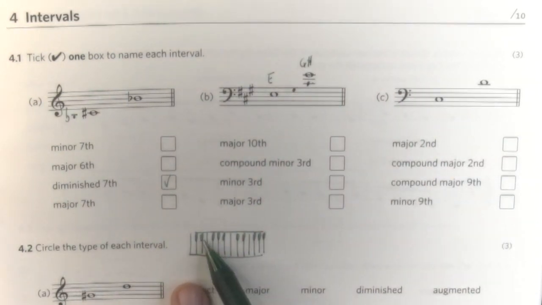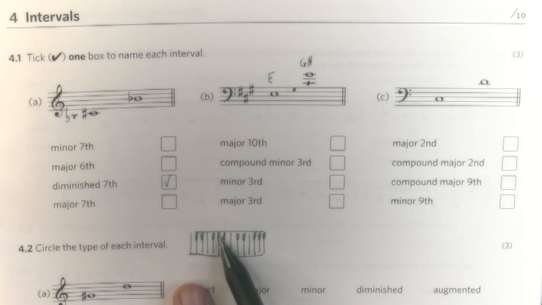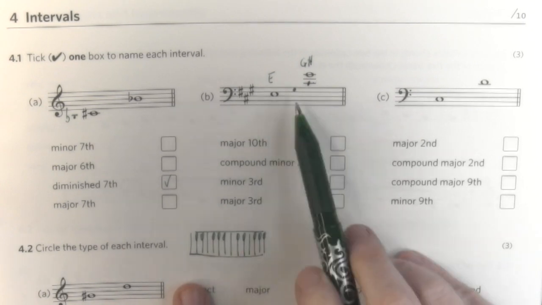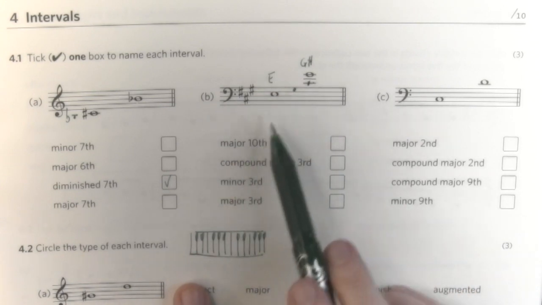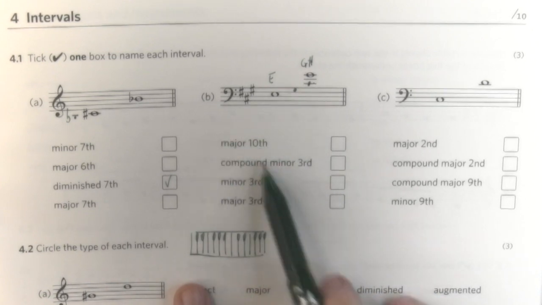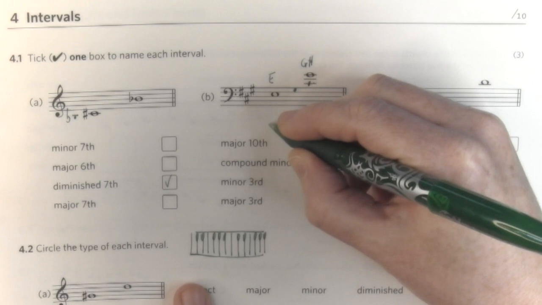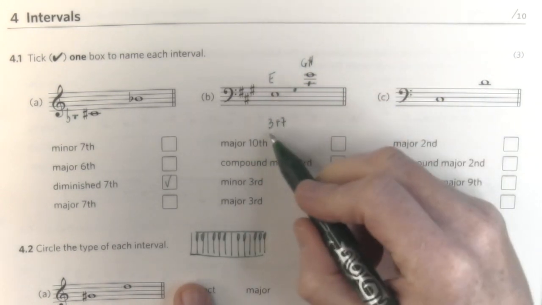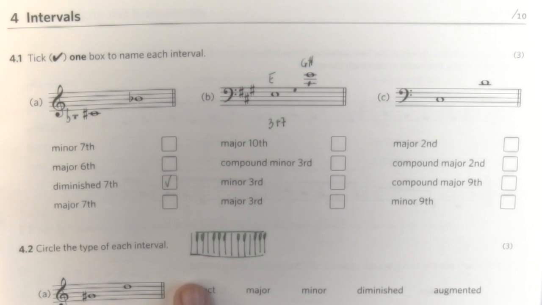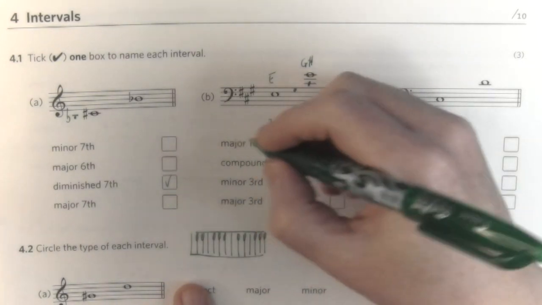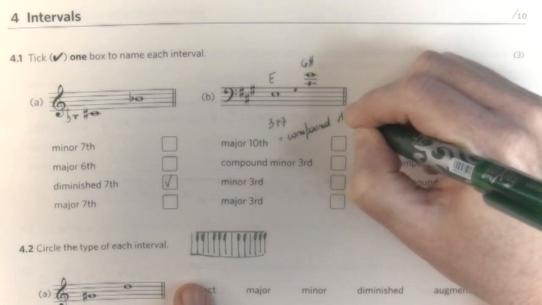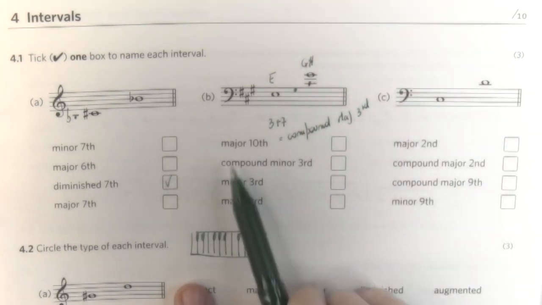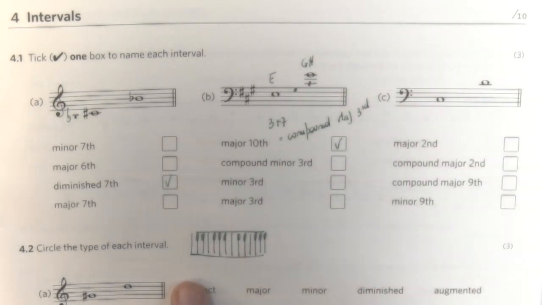Let's have a look. What type of third? A major third is 2 tones. So let's have a look. 1 and 2. Oh, this is 2 tones. So this is a compound major third. And we have a major 10th. We need to do 3 plus 7 to find the other name of an interval. So compound major third, or a major 10th, is the same. So this is the answer.